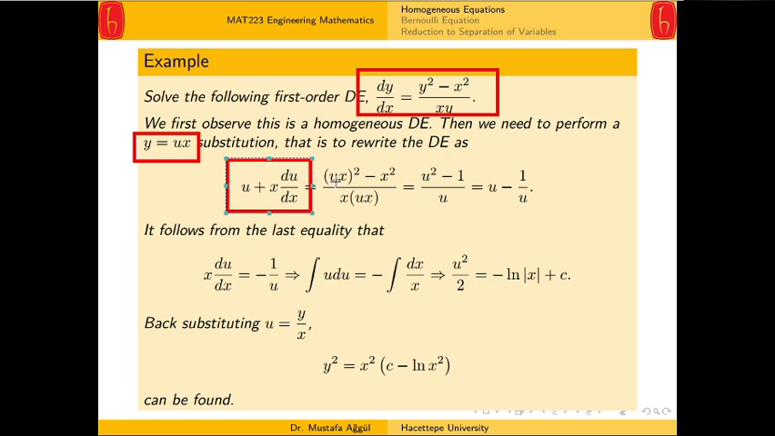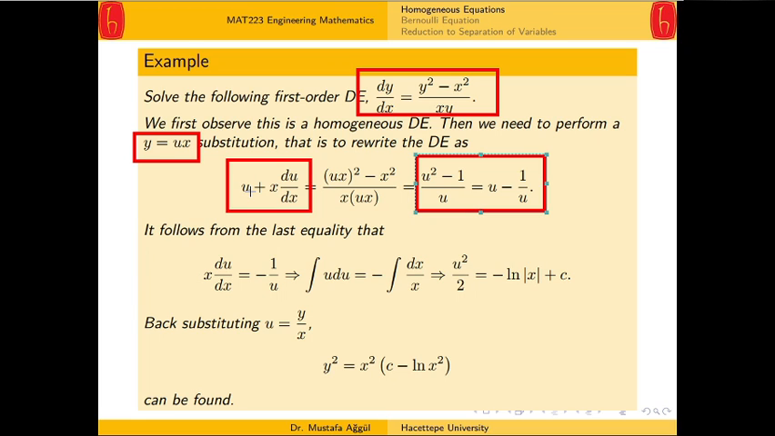Now we see u squared x squared here minus x squared, and also x squared u here, okay. X squareds are common, so we cancel them out, and we will end up with u squared minus 1 divided by u, okay. So this is basically equal to u minus 1 over u. Okay, this is just a simple division. Okay, so it follows from the last equality that x times, because u's are common on both sides.